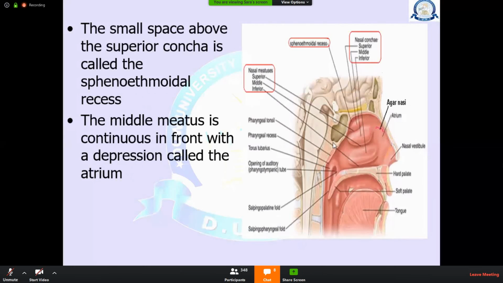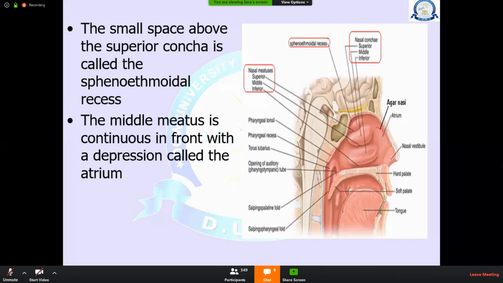Let me put one more diagram below. Okay? Beneath the concha, you had those meatus. So at the anterior aspect of the middle meatus, you have a slight depression. This depression is known as the atrium. And superior to this atrium, there is an elevation or a raised margin, which is known as the agger nasi.